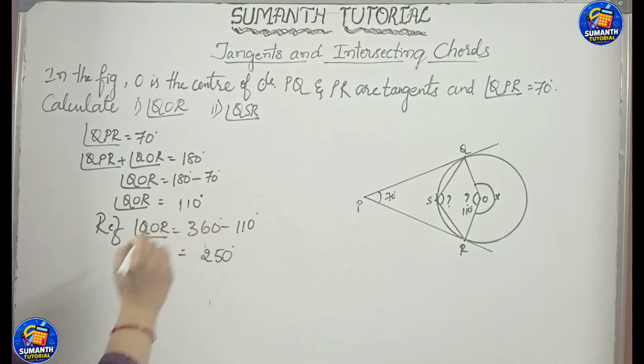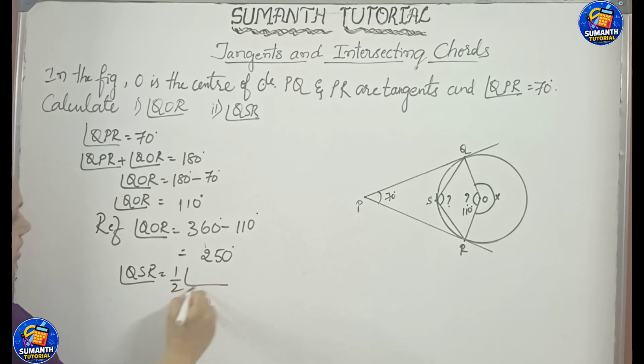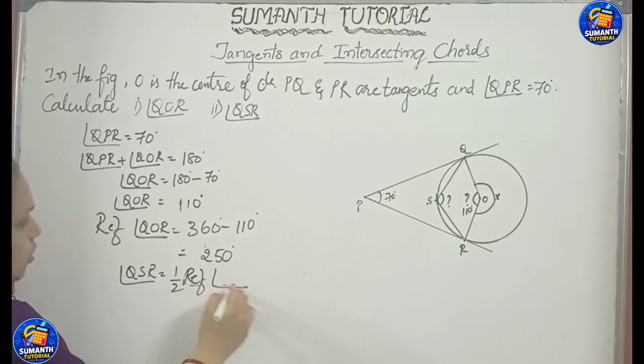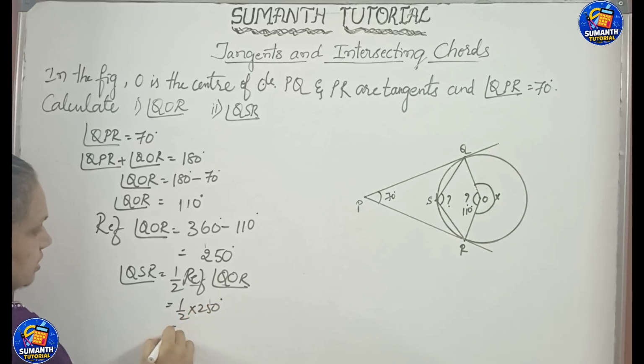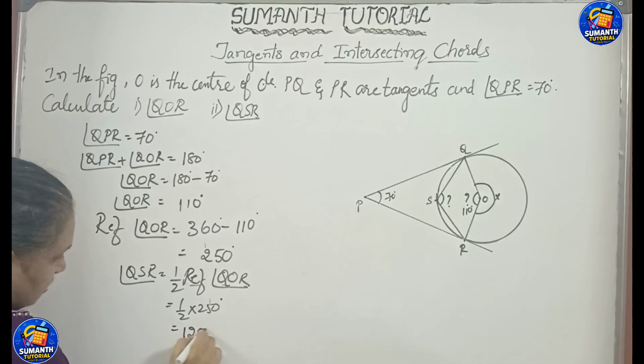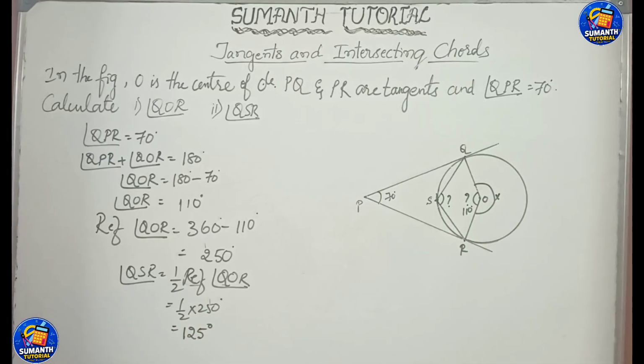So here, therefore, angle QSR is equal to half of the reflex angle QOR, that is equal to half into 250 degree, that is equal to 2 1s are 2, 2 2s are 4, 2 5s are 10, it is equal to 125 degree. How much is it? It is equal to 125 degree. So this is how we are able to find the value of QSR.